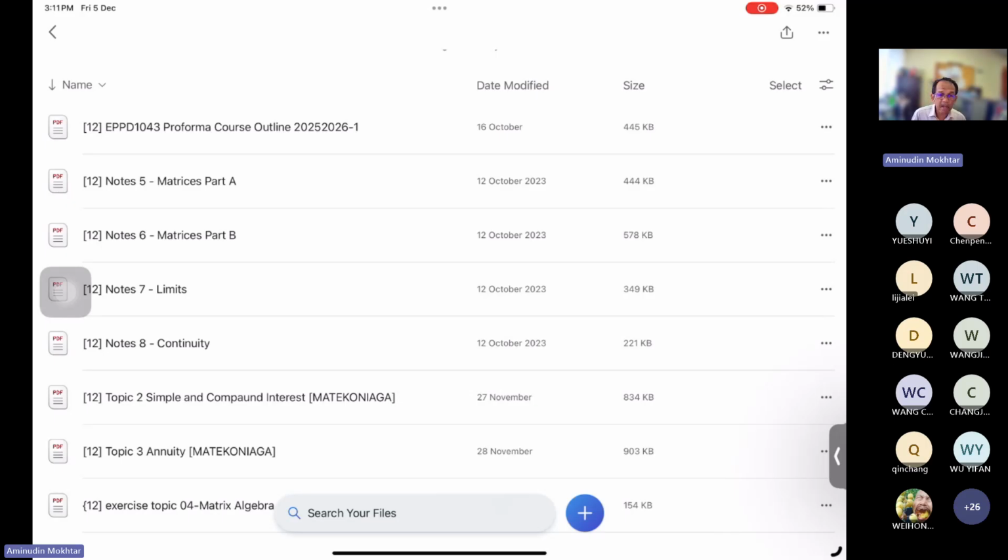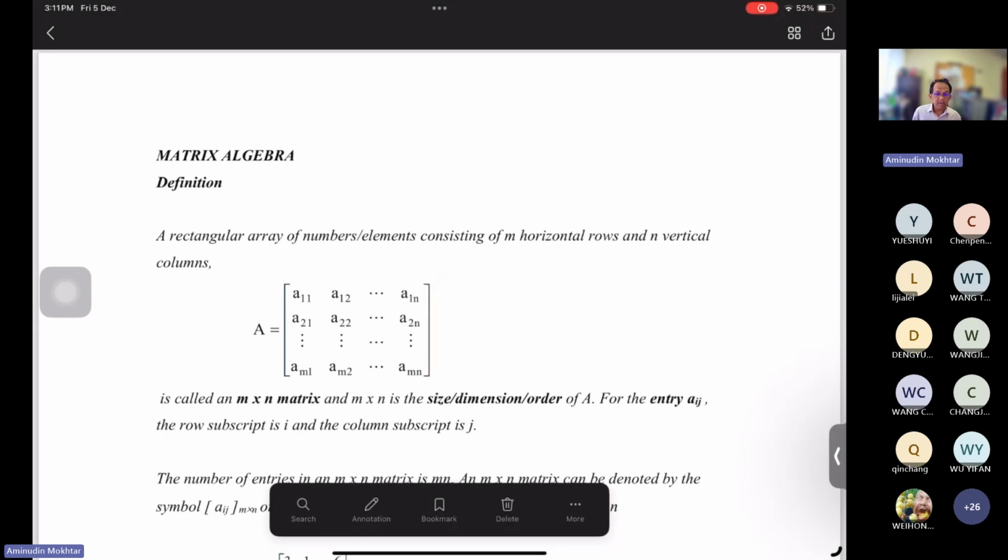Okay, for our class today, we will discuss about the first part of matrix. What is a matrix algebra? I hope we can finish this topic today, because this topic will be included in our mid test, peperiksaan pertengahan tahun.